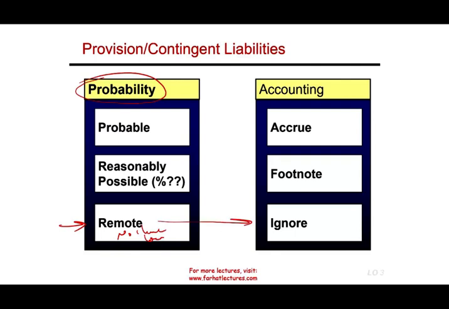Okay. Now, let me show you US GAAP first. Let me just explain US GAAP. Under US GAAP, if there's a remote chance you're going to lose, you ignore the situation. If it's reasonably possible. Now, US GAAP does not give you a percentage for reasonably possible, but they say reasonably possible means it may or may not happen. We're not really sure. What you need to do is a footnote.